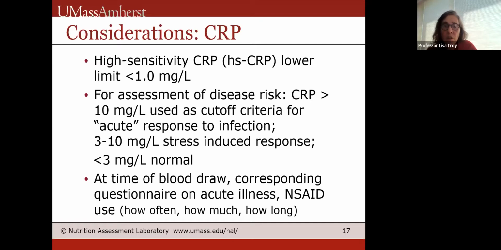The other thing that you want to consider, and I would say with most of the biomarkers, is that when you're drawing the blood or taking a saliva sample, have a corresponding questionnaire. We always do this. When's the last time you had a cold? Are you taking aspirin or some other anti-inflammatory? How often, how much, and for how long? They're really quick questions that can be asked, but it will impact what the level of the CRP is.